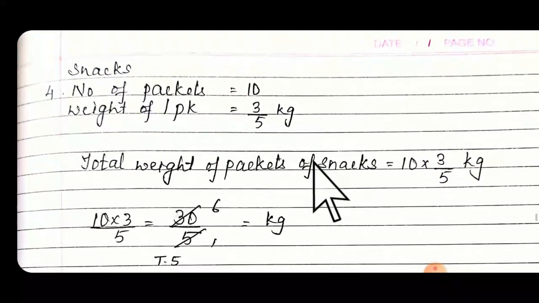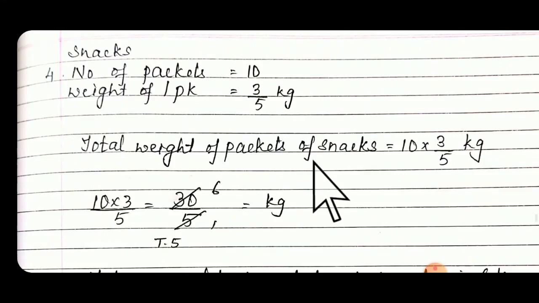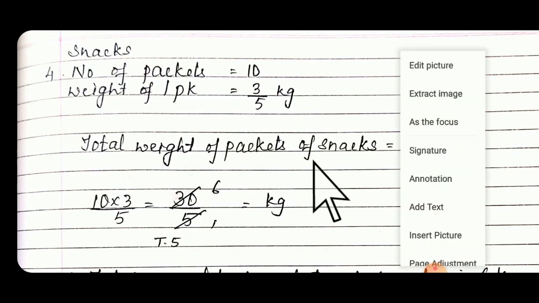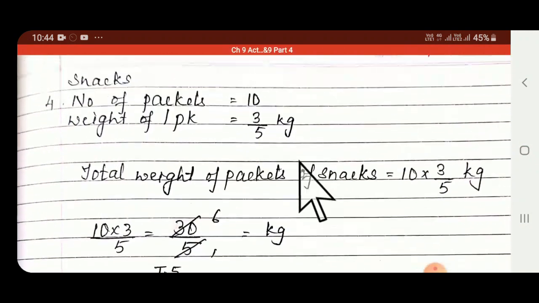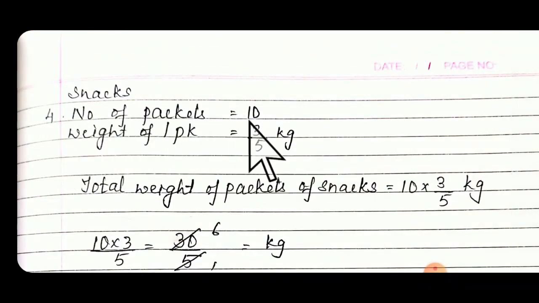The fourth one is, I bought 10 packets of snacks. Each packet weighed 3 by 5 kg. What was the total weight of packets of snacks? Total means again it is, what multiplication are we going to do here? Okay, number of packets, how many? I bought 10. Weight of one packet will be 3 by 5 kg. Total weight of packets of snacks. See, we have to find for many. That means it is multiplication.